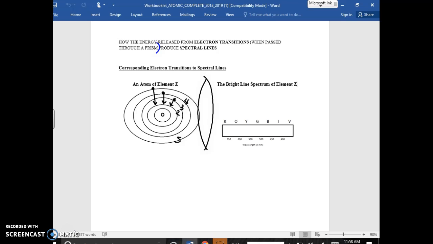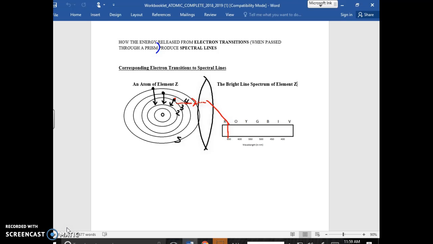Let's see if I can use my colors. So as I said, this first transition here is going to release light energy. And so we're going to have this light traveling out like this. And then it encounters this prism. And it's going to scatter that particular light, and it's going to separate it, and it's going to produce a red line, because that is producing, let's say, light of 650 nanometers of wavelength, which is perceived by the human eye as red light.